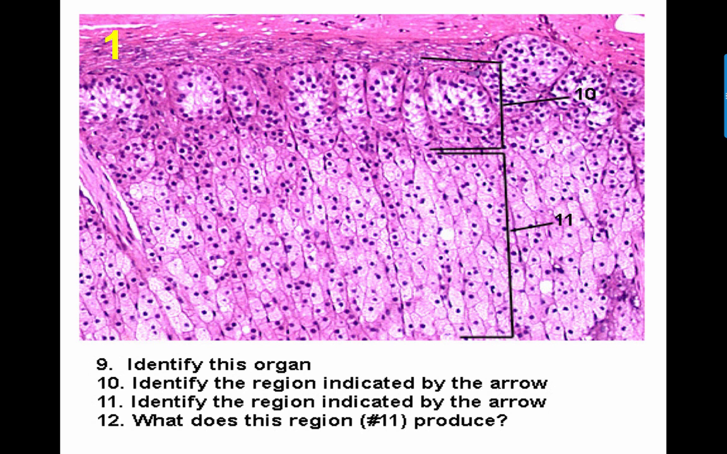Trial exam number 1. Identify this organ. This organ is the suprarenal gland, because I can see these glomeruli and I can see the pale fascicles. Identify the region indicated by the arrow 10. It is the zona glomerulosa of the suprarenal. Identify the region 11. It is the zona fasciculata of the suprarenal gland. What does this area produce? They produce the glucocorticoids.